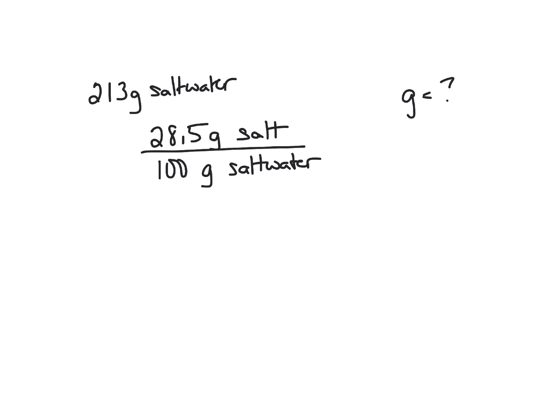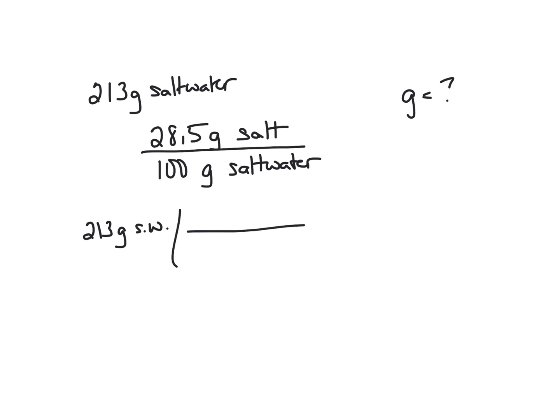So now we have a relationship. And again, what type of unit do we want to start our problem with? The simple unit or the compound unit that shows a relationship? Remember, we always want to start with our simple unit. So we start with 213 grams. I'm going to abbreviate that SW for now, so salt water.